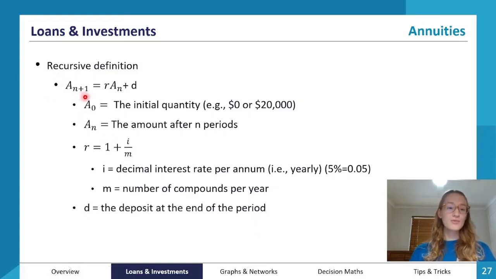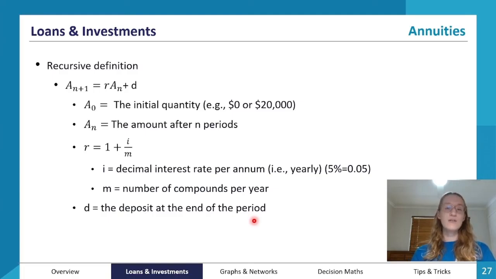So A_{n+1}, the amount after n+1 periods, is equal to R, the factor by which it's growing each period, multiplied by the amount after n periods, but instead of minus D, which indicated us paying off the loan, it's plus D, which is the deposit at the end of the period.